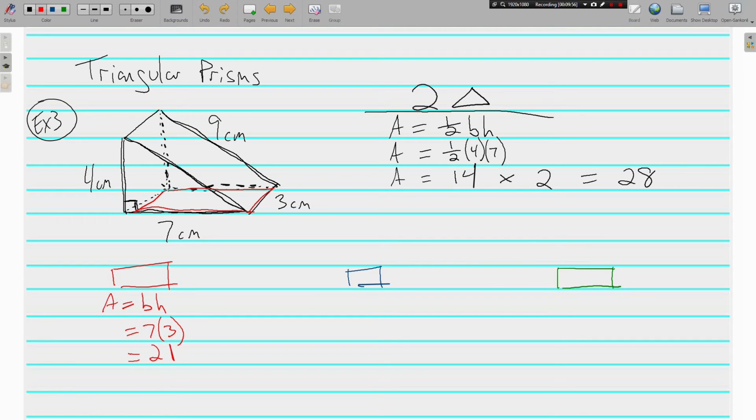There's another rectangle. It's on the back of the prism. And that rectangle is 4 by 3. Okay, to save ink, I'm going to cut down on some of the writing. 4 by 3 gives us 12.